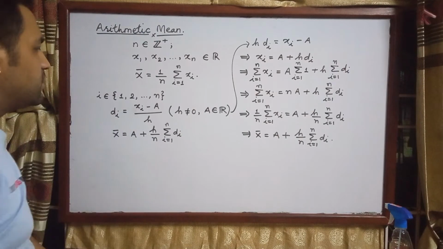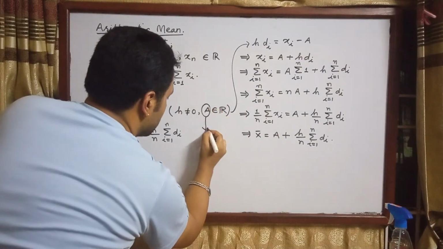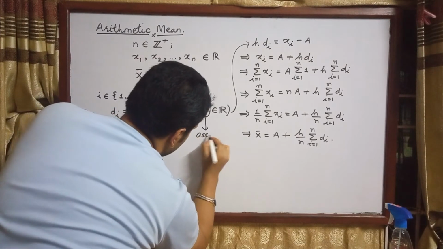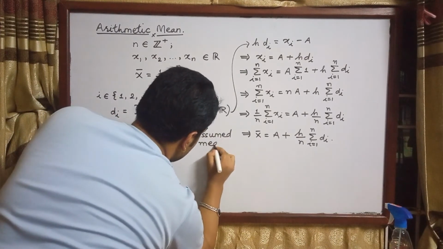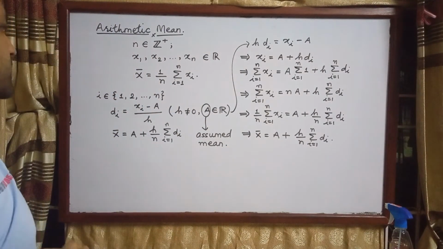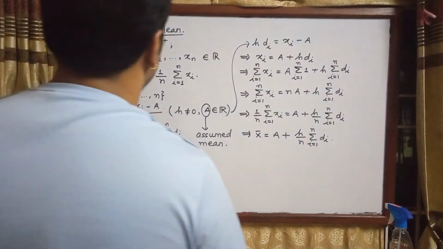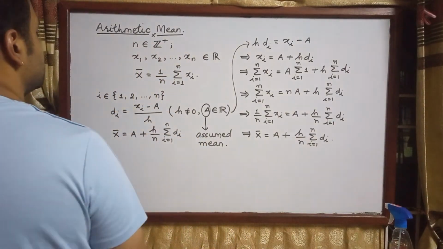And here a is usually called the assumed mean. Okay, assumed mean. This is it. And let us discuss two properties very quickly, two very basic properties.